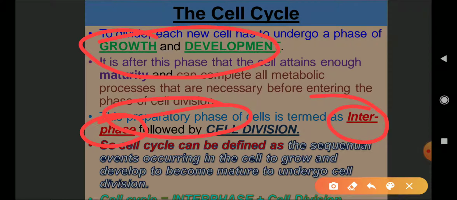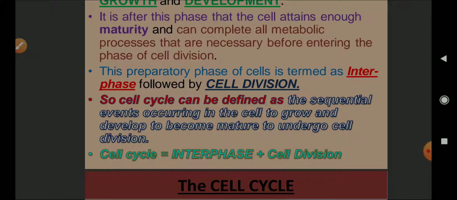So the cell cycle can be defined as sequential events occurring in the cell to grow and develop, to become mature, to undergo cell division. It is pretty simple: a cell wants to go through the process of cell division. But how does it undergo cell division? By becoming mature. How does it become mature? By achieving growth and development. Once it takes growth and development, it becomes mature, and then it undergoes cell division.